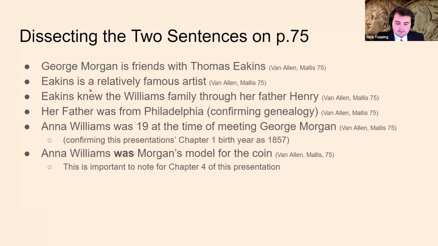So Van Allen and Mallis establish a lot of facts, but most important, we learn that Morgan and Williams meet. And at some point, Williams sits down with Morgan so he can use her portrait in his design. We also learn in this chapter from Van Allen and Mallis that Williams was quite reserved and initially not interested, but eventually persuaded, especially by her friends, to sit with George Morgan. And we learned that there were a total of 5 sittings between Morgan and Williams completed at Thomas Eakins' home in 1876, according to the ANA's Numismatist magazine in May of 1926.